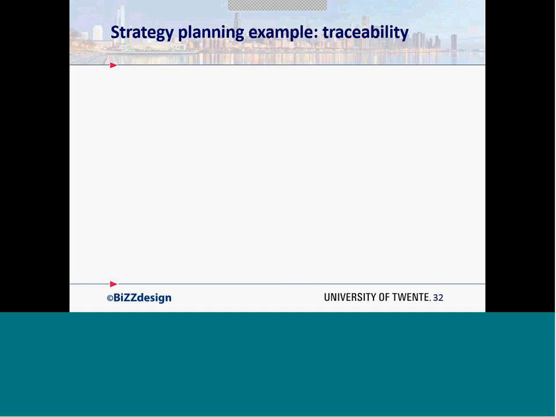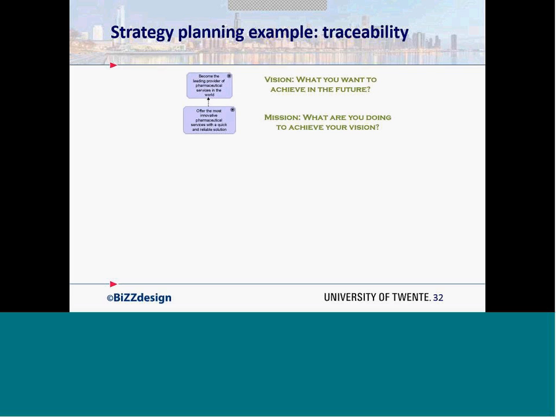How would you do model-based strategy planning with Architect, for example, or with ArchiMate in this case? You have your vision. In this case, it will be a case of a pharmaceutical organization. It's based on a real case study, but it is anonymized. They have a vision to become the leading provider of pharmaceutical services in the world. They do that by offering the most innovative pharmaceutical services with a quick and reliable solution. These are 2 typical things that you find in the vision and mission statement of an organization.